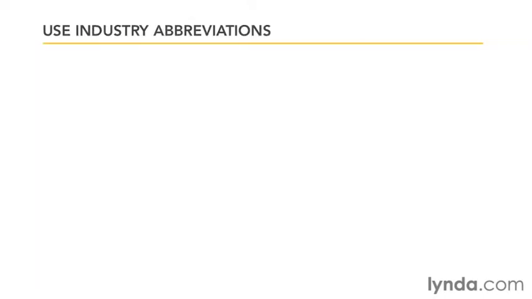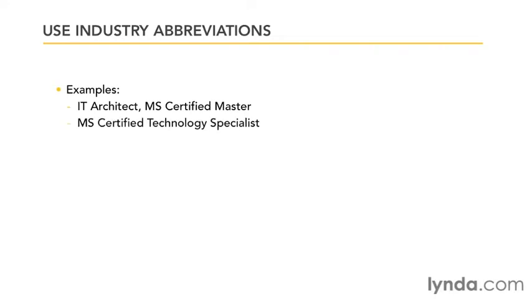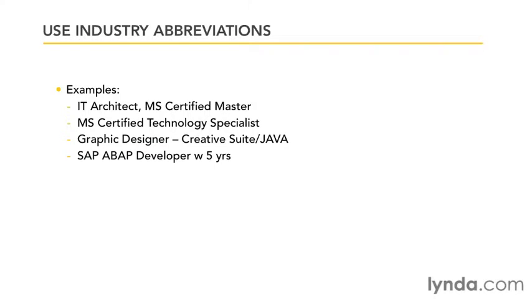You can use common industry abbreviations such as IT architect, Microsoft certified technology specialist, graphics designer, creative suite Java, SAP, ABAP developer with 5 years, pharmacokinetics scientist, PhD with 12 years. And by the way, if you can say this one, you deserve your PhD.